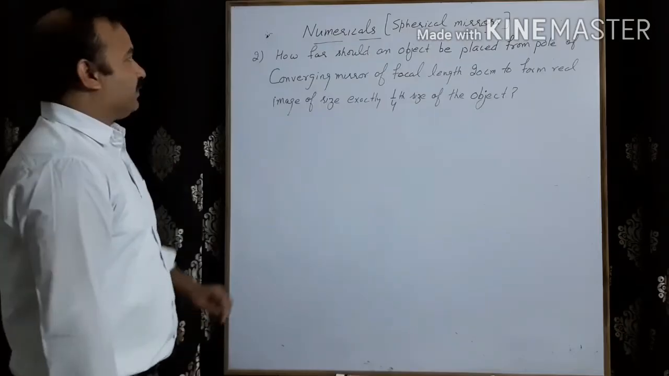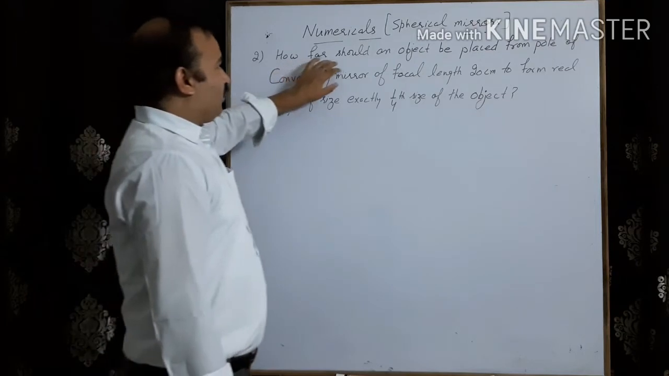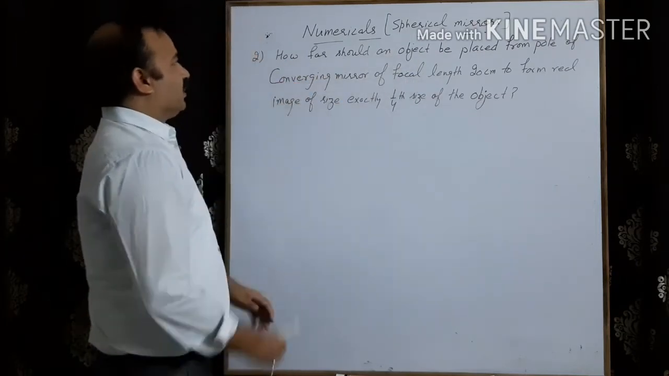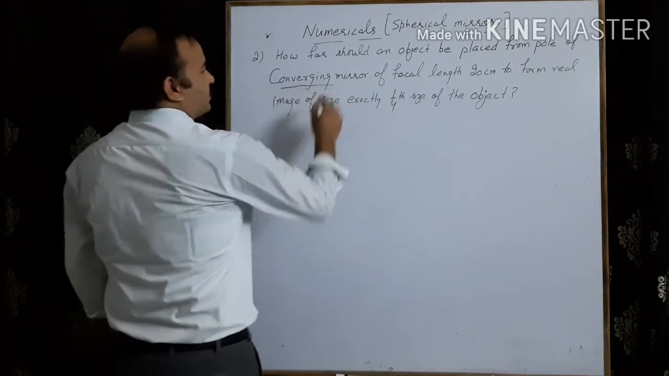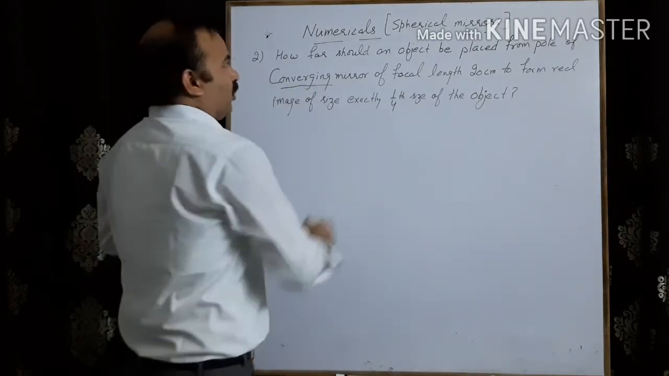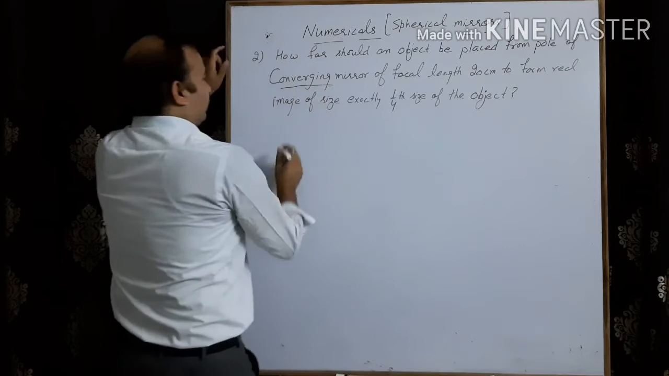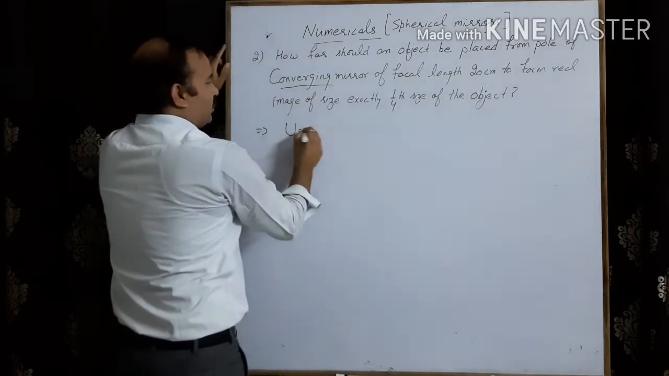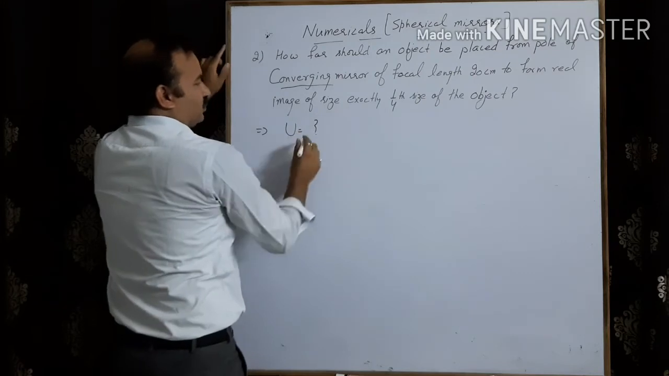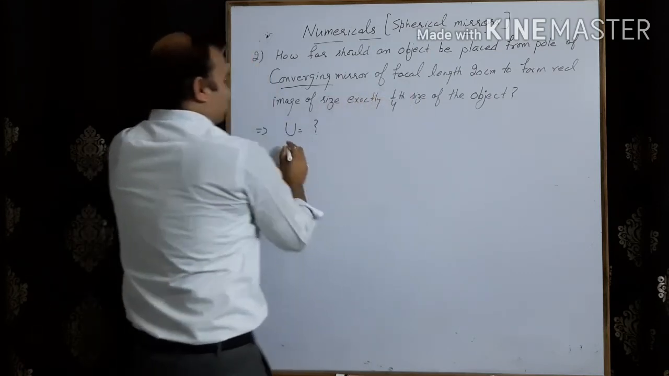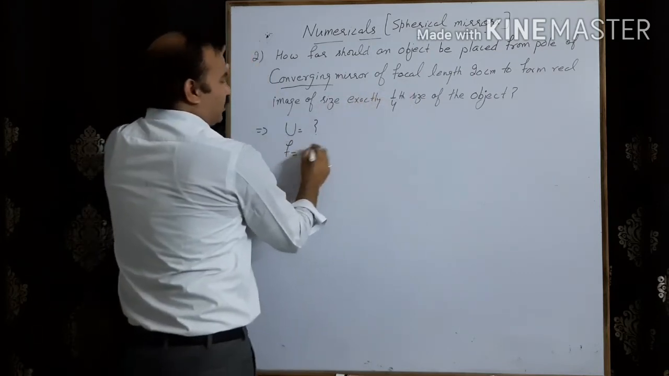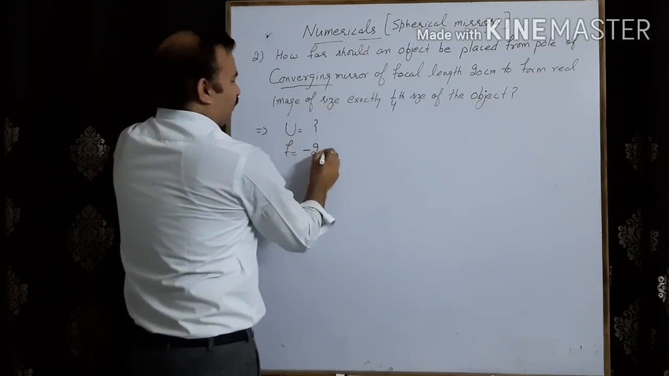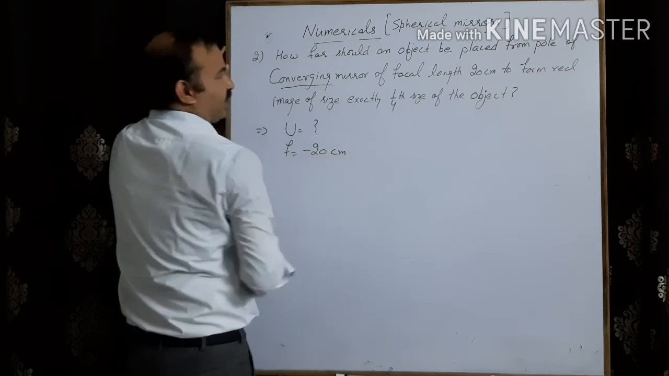Now next example is, how far should an object be placed from the pole of a converging mirror? Now converging mirror is a concave mirror of focal length 20 centimeter. So first of all, how far object will be placed? It means we have to find the u, that is a question mark. Focal length is given as 20 centimeter and the focal length of a converging mirror is minus. So that will be minus 20 centimeter.